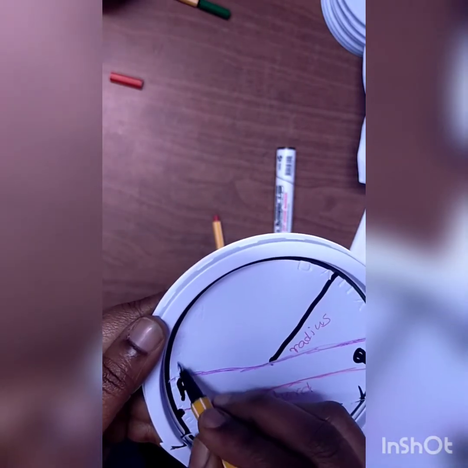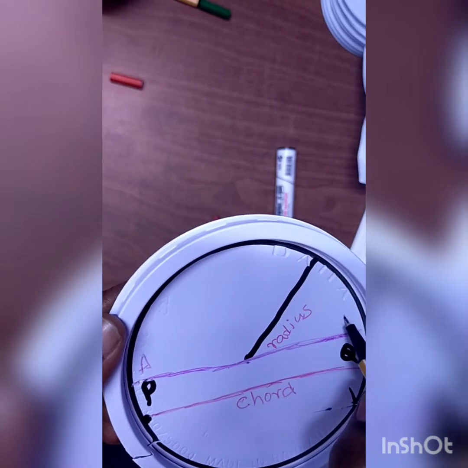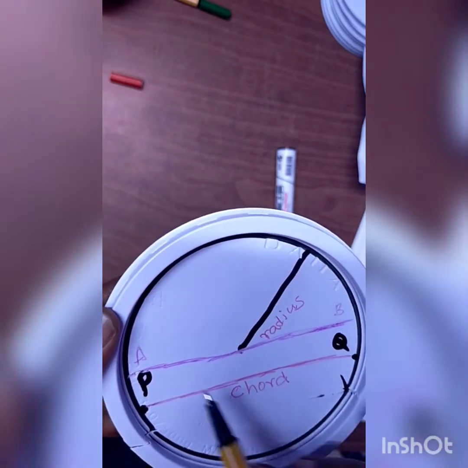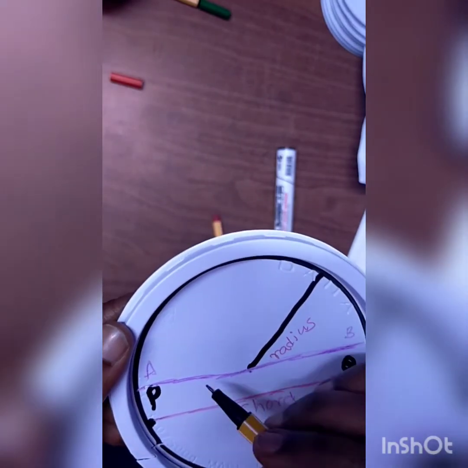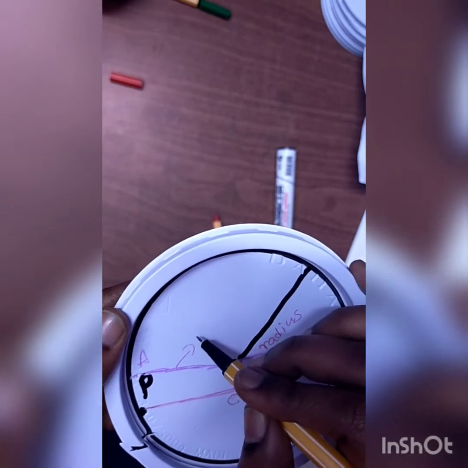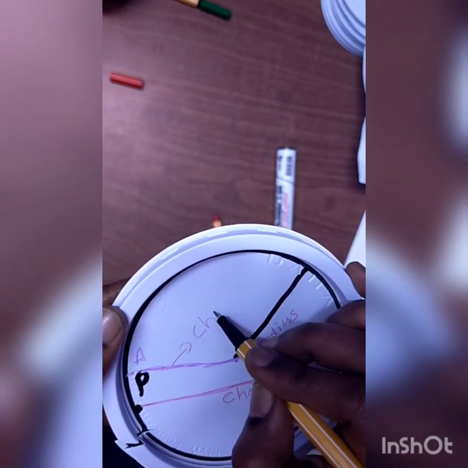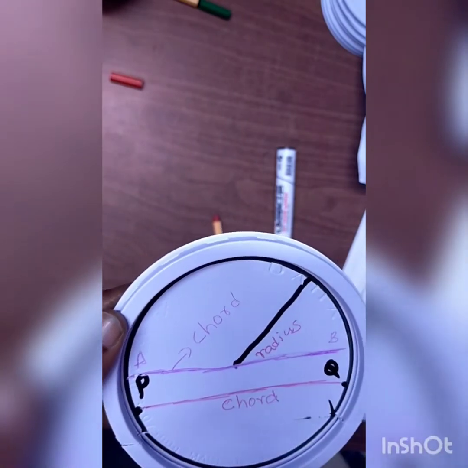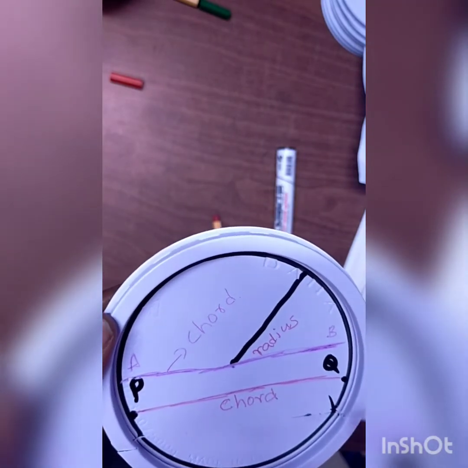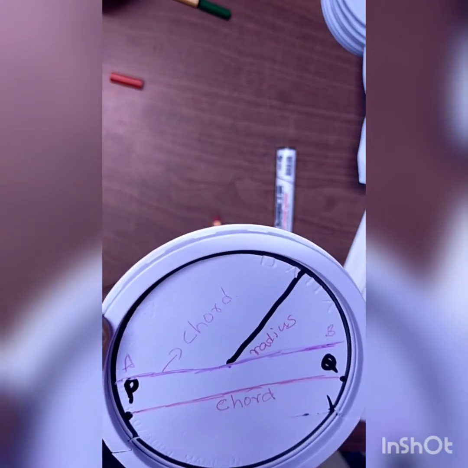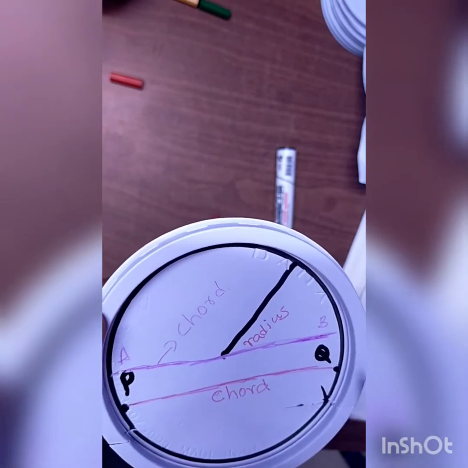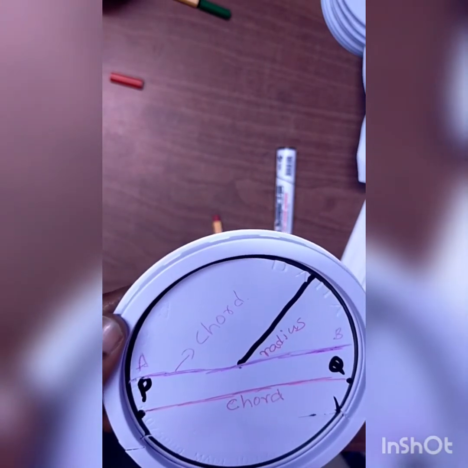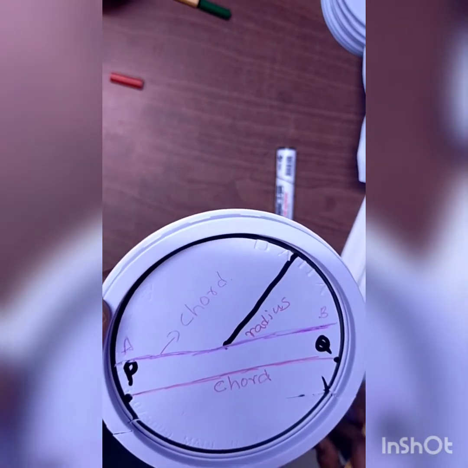So let's name this line as A and B. So AB is the diameter, which is the biggest chord of a circle. So now what are the terms you know, children? You know what is radius, and you know what is diameter, and you know what is chord.